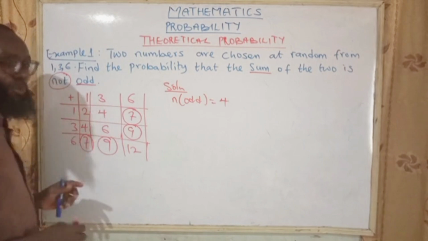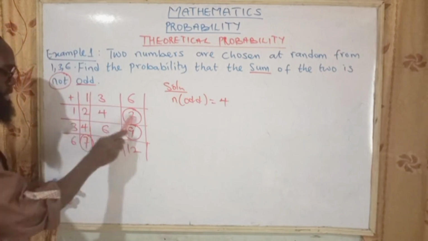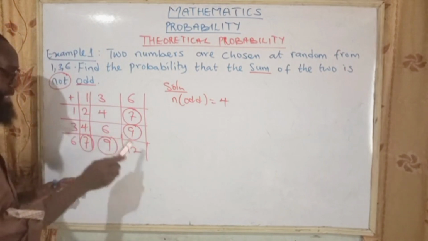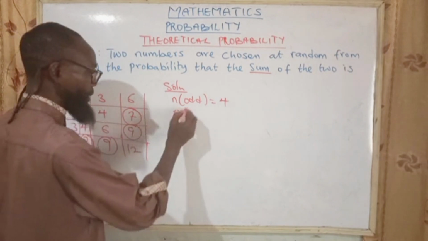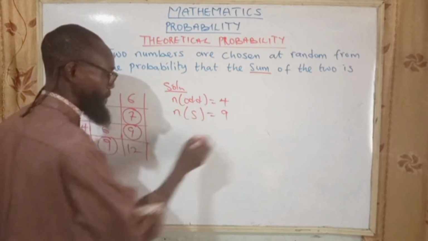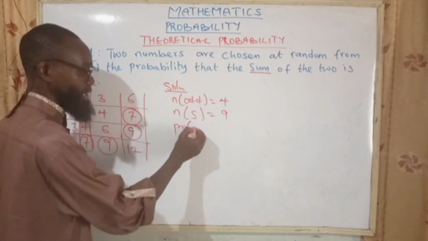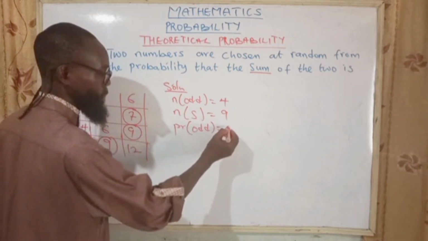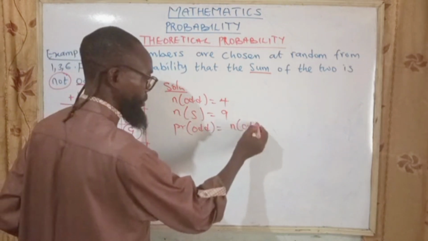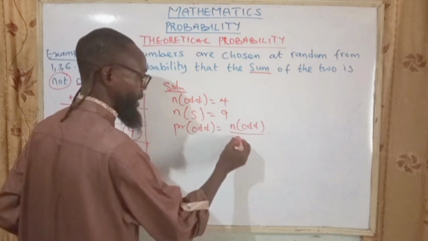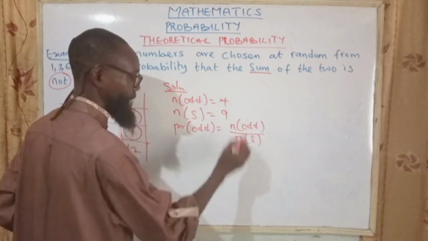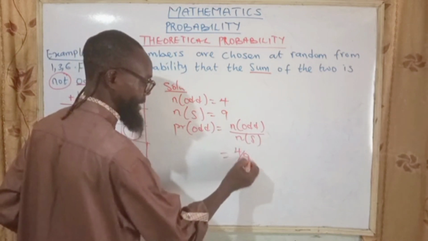What is the total number in the sample space here? 1, 2, 3, 4, 5, 6, 7, 8, 9. So the number in the sample space is equal to 9. The probability of odd numbers will now equal the number of odd over the number in the sample space. That is 4 divided by 9.